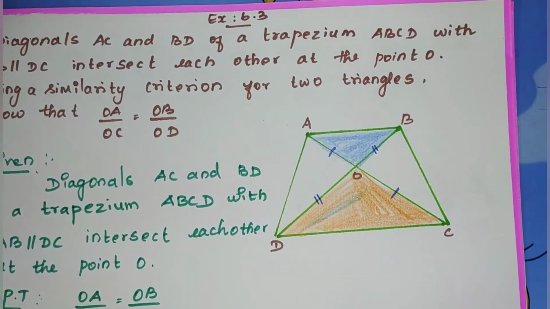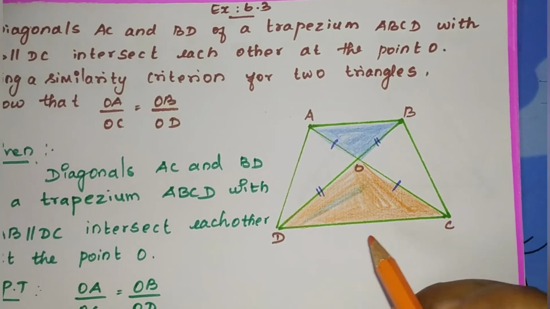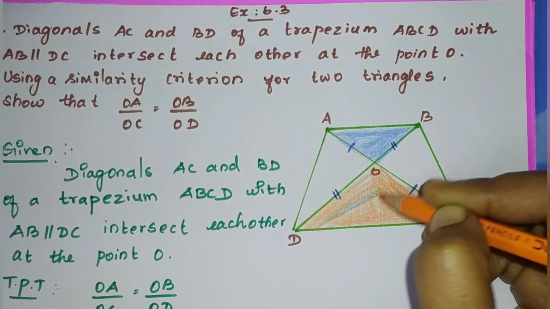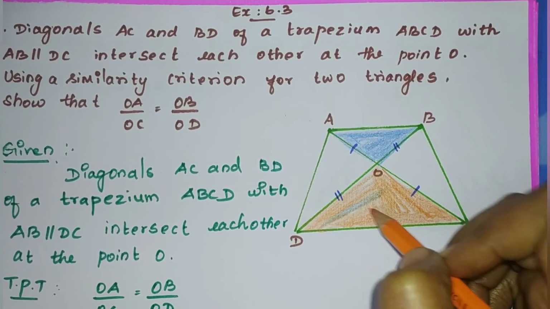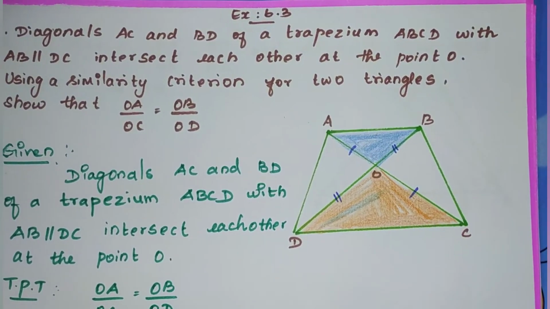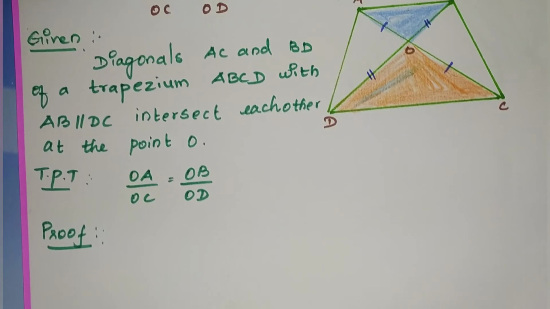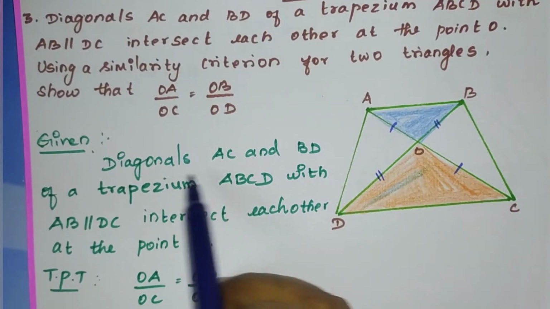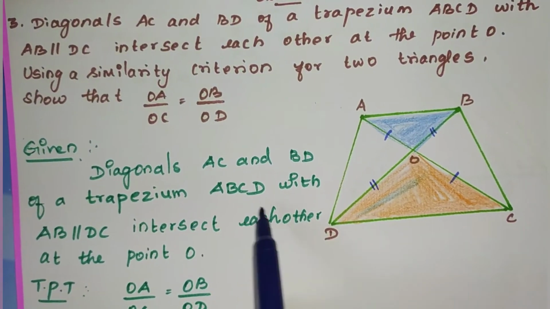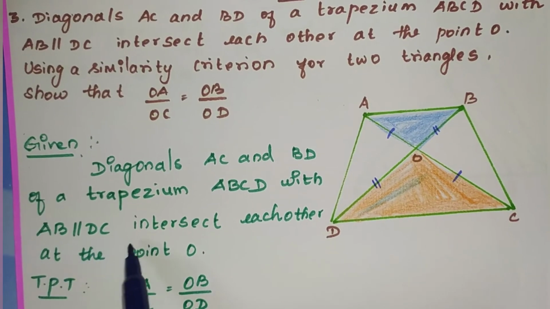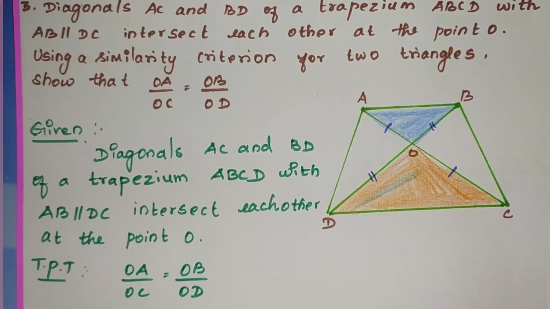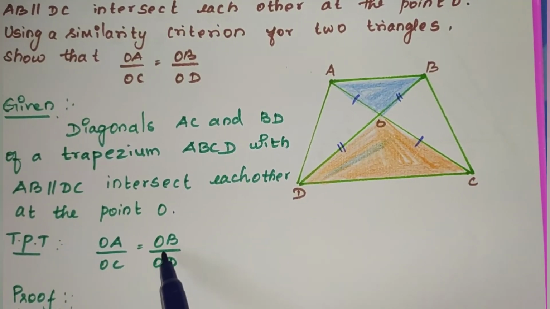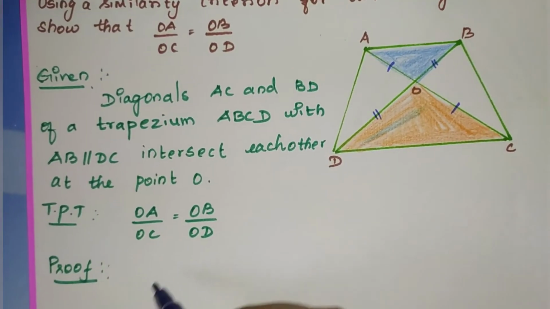Triangle OCD. These two triangles we have to take and we have to prove that they are similar. If we prove that the two triangles are similar, we can tell that corresponding sides are in proportion. Clear? Now start the proof. First, given: diagonals AC and BD of a trapezium ABCD with AB parallel to DC intersect each other at a point O. It is given in the question. To prove that OA divided by OC is equal to OB divided by OD. I am going to start the proof.